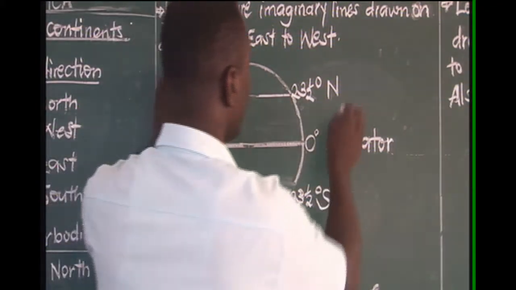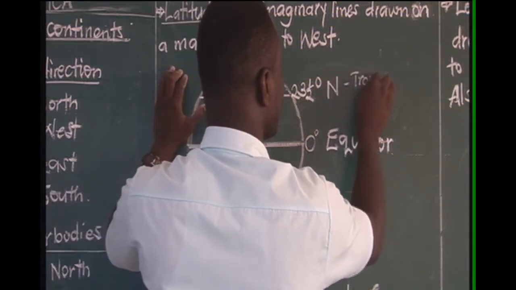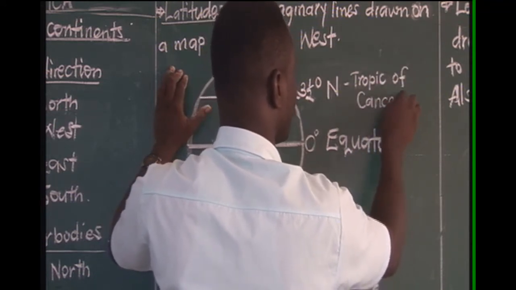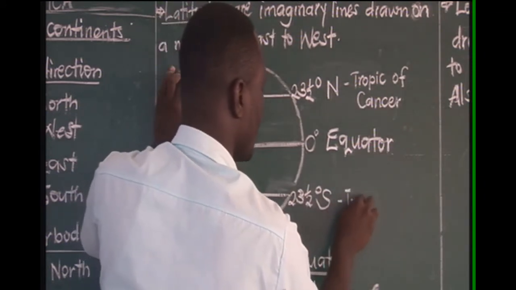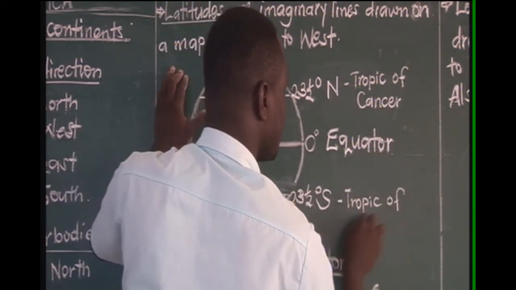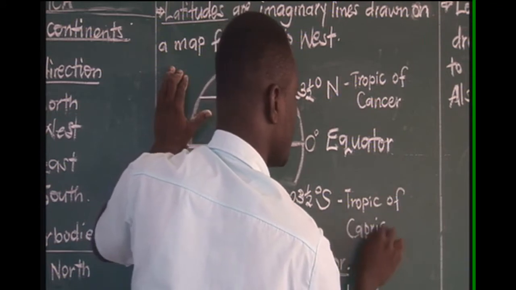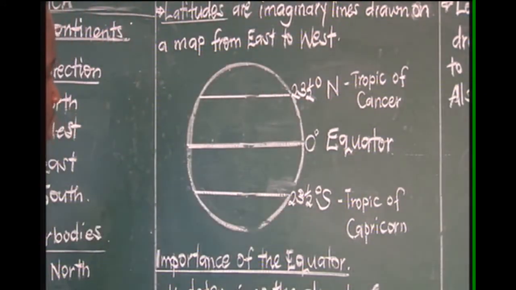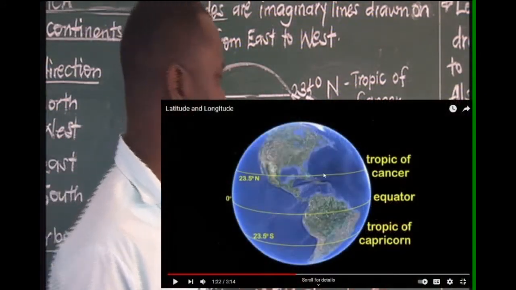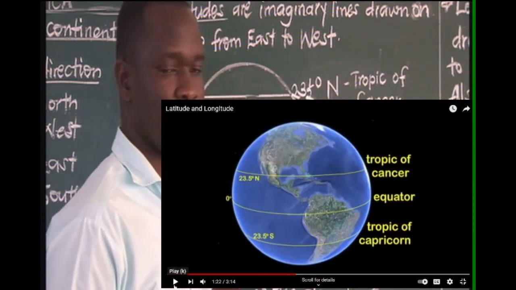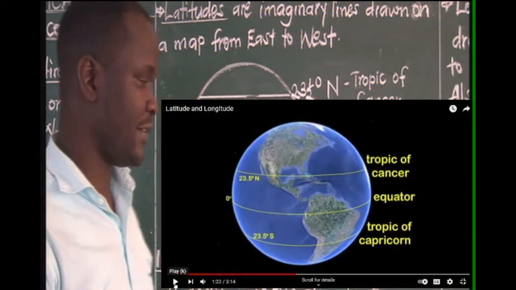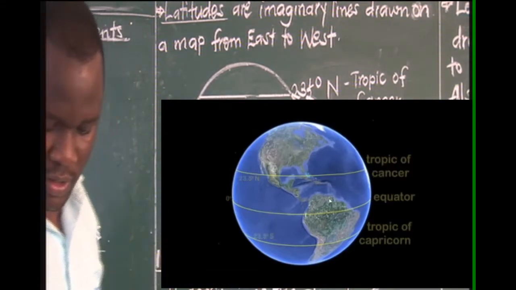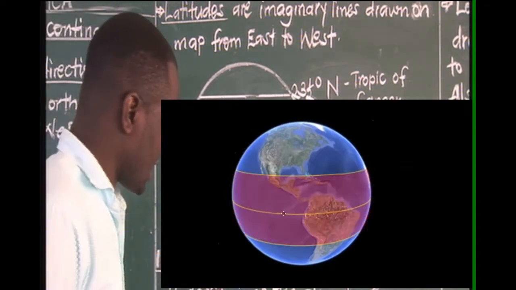Let's name these lines. This one is the one we call the Tropic of Cancer. Then this one, we call this the Tropic of Capricorn. I want you to take serious note of the spelling Capricorn and Cancer. So these are the other lines, the other 2 important lines apart from the equator that are crossing where? Africa.